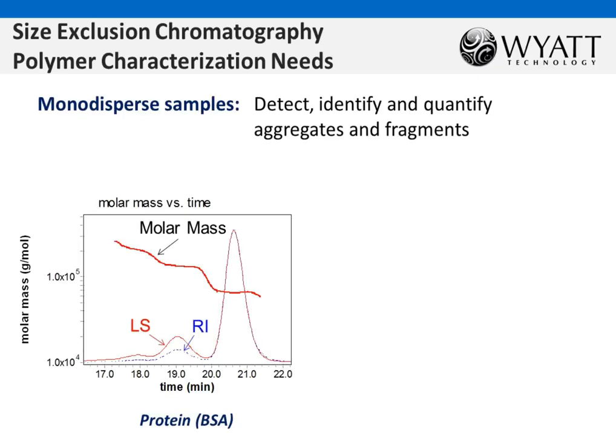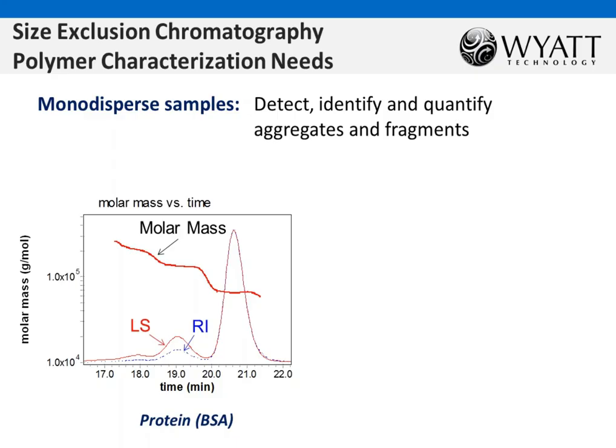Macromolecular characterization falls into two general categories. The molar mass distribution for samples with discrete species, such as proteins or biological samples, generally follows a step-type pattern due to the presence of monomers, dimers, trimers, or maybe even higher oligomers. When characterizing these samples, we are interested in detecting, identifying, and quantifying molar mass, aggregates, and fragments.